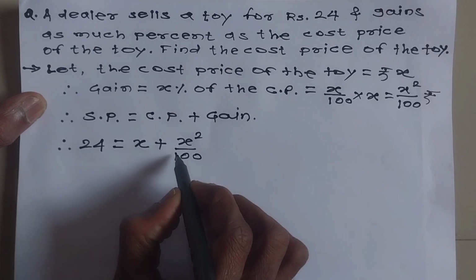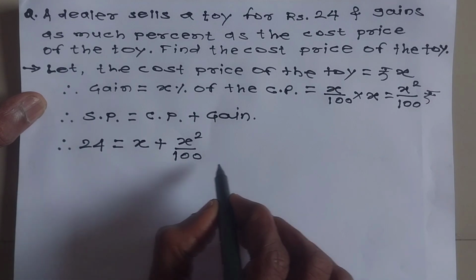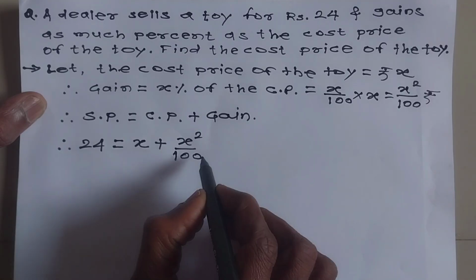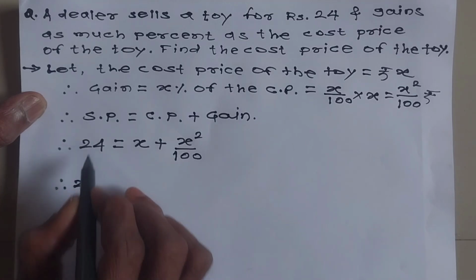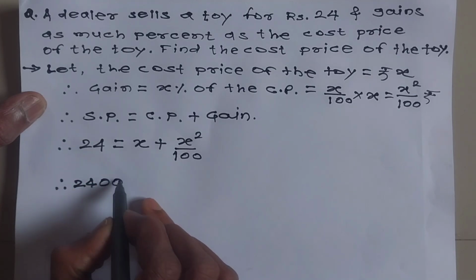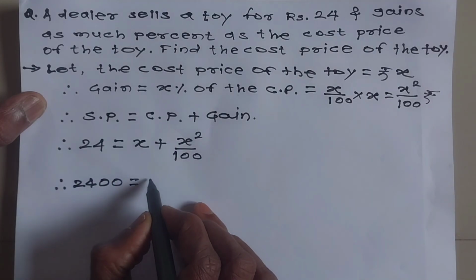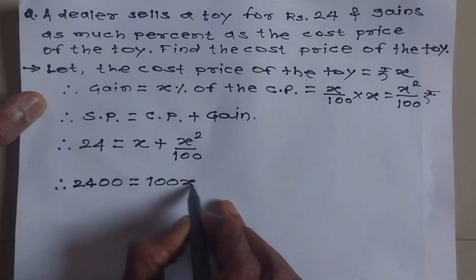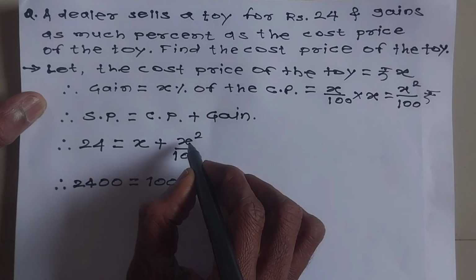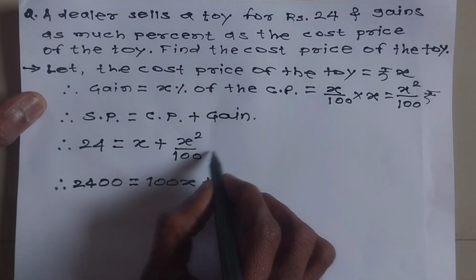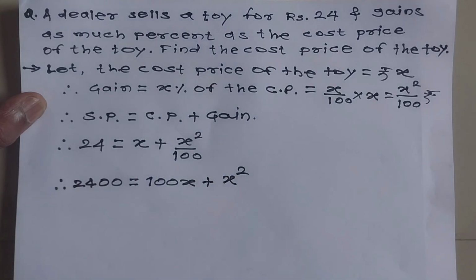Now here there is a denominator, and we cancel this denominator by multiplying both sides by 100. Therefore 24 into 100 means 2400 is equal to 100 into x, plus, when we multiply x square upon 100 into 100, the 100 cancels. Therefore, x square is left.